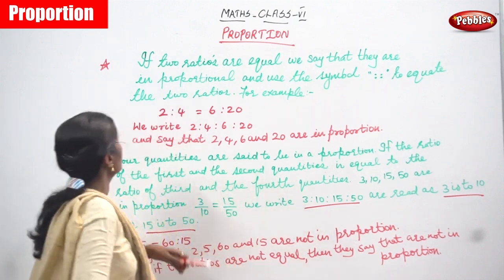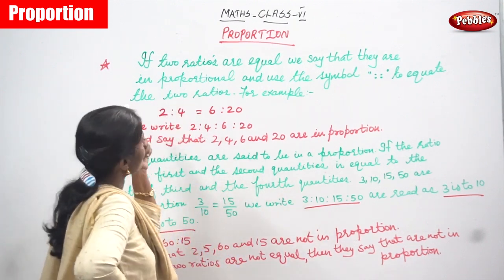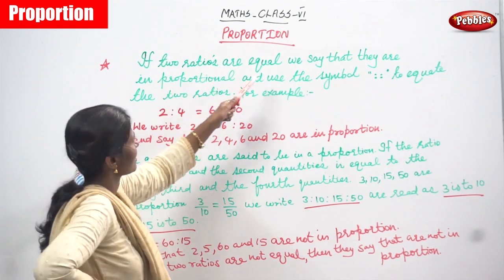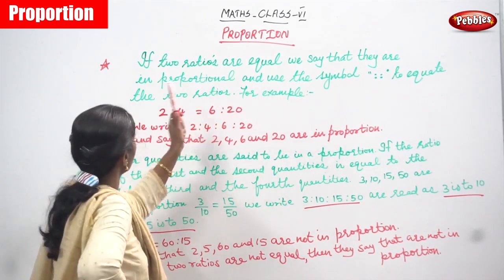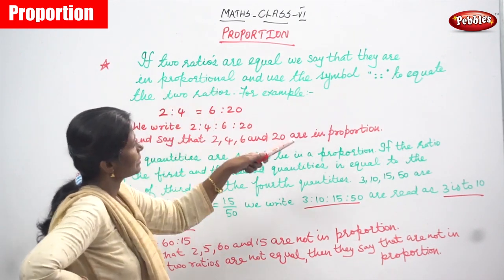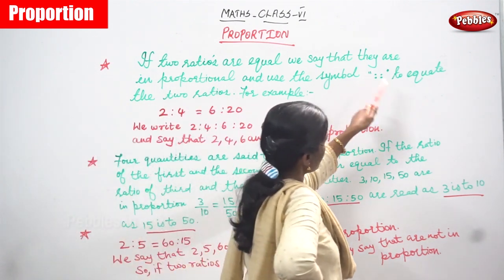Now we are going to see proportion. First we must see the definition of proportion. If two ratios are equal, we say that they are in proportion, and use the symbol. This is called a symbol.